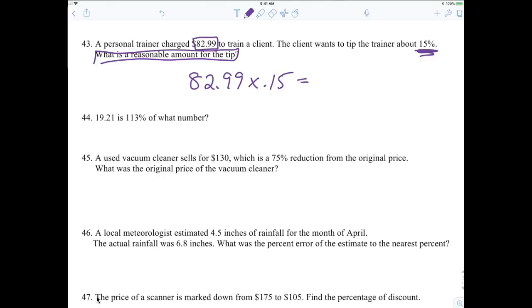Round it to the nearest penny. Is that right? $12.45. Make sure you put the dollar amount. $12.45. Now, does everybody understand? We didn't want the total bill, right? We just wanted the tip. If it wanted the total bill, I would multiply by 1.15. But I don't want the total bill. All right.